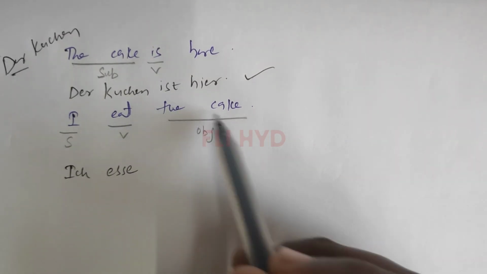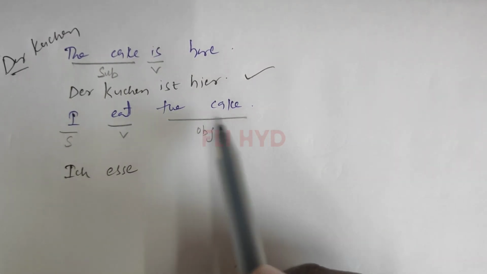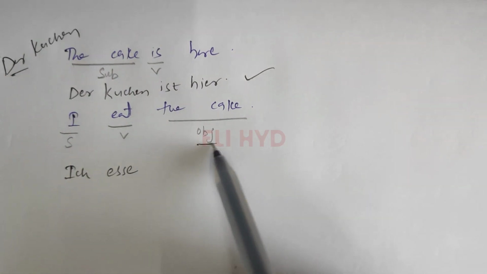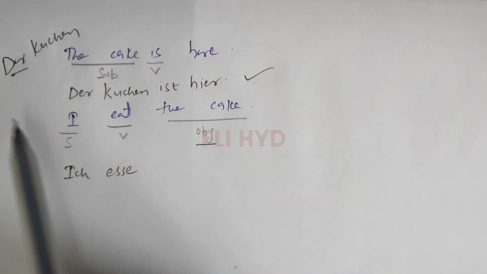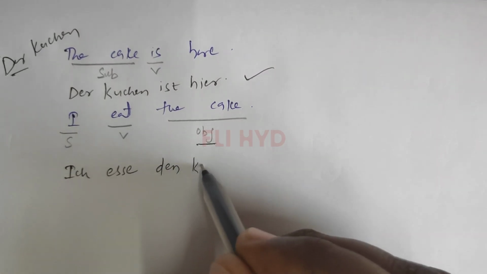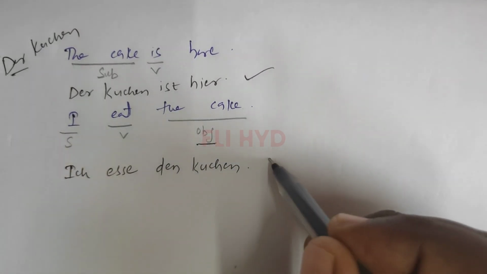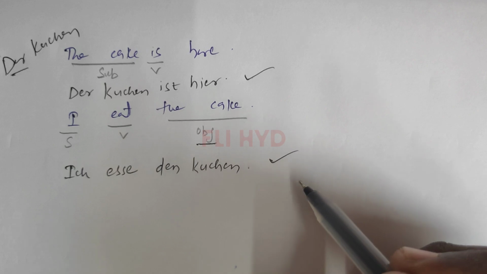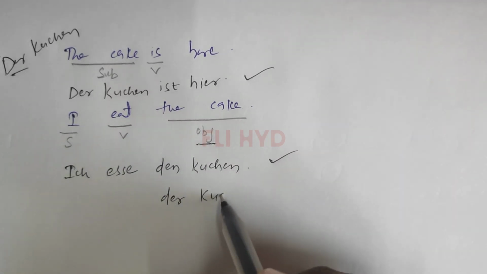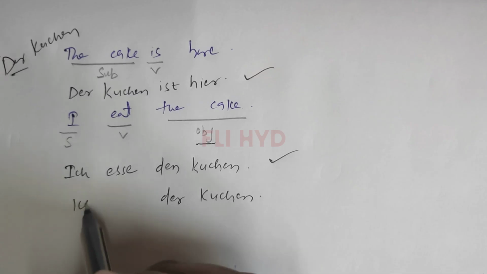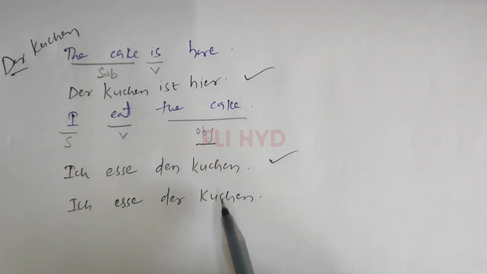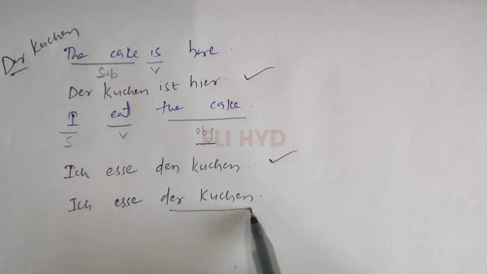Here it is in the object place, so accusative. What is the cake? Der Kuchen. But we are writing it in the object place, meaning accusative place. How does der change in accusative? It is den. So ich esse den Kuchen. I eat the cake. And some students write ich esse der Kuchen, thinking the cake is der Kuchen here too.